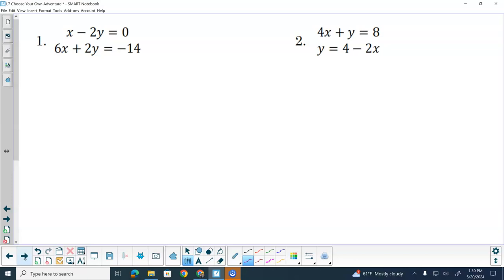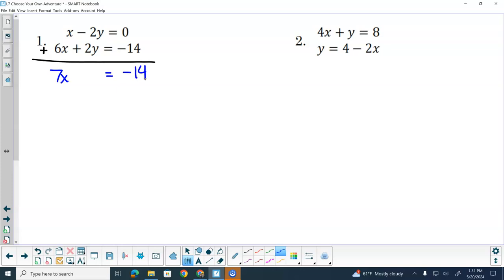It's add two equations together and solve, right? So we're going to add the two equations together, and when we do that, 1x plus 6x is 7x, negative 2y plus 2y, 0 goes away, 0 plus negative 14 is negative 14. So we add the two equations, and elimination has now eliminated the y variable.